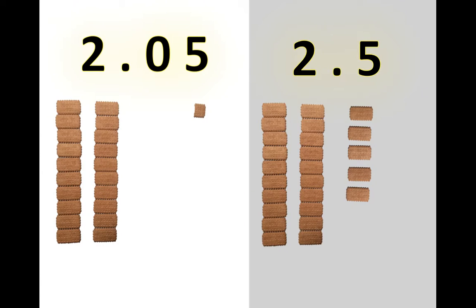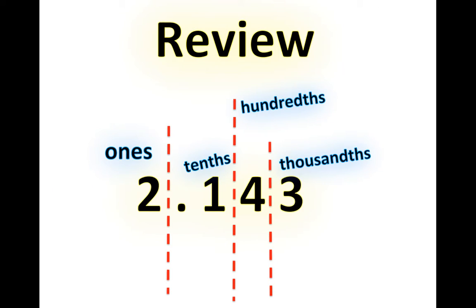Well, if we look at this comparison, we know that tenths are larger than hundredths, as hundredths can be thought of as the smaller parts of a tenth. In review, we can see that to the left of the decimal point are whole numbers. To the right, we can see tenths, and then hundredths, which are smaller parts of a tenth, and then thousandths, which are smaller parts of a hundredth.